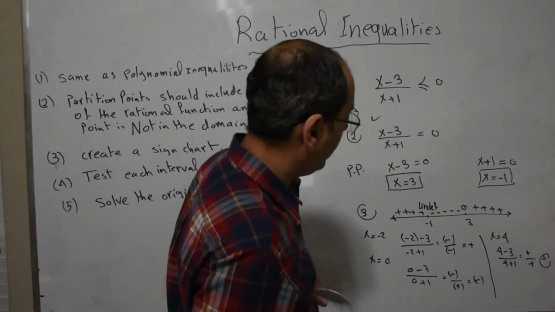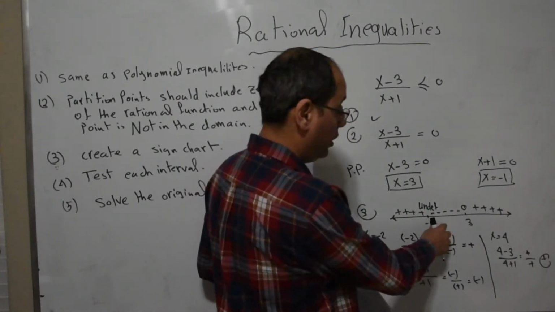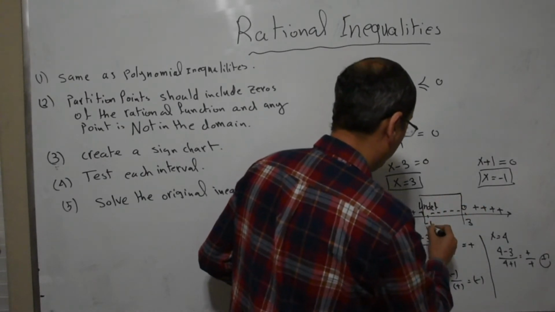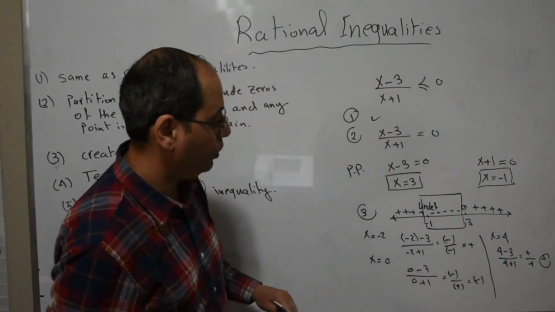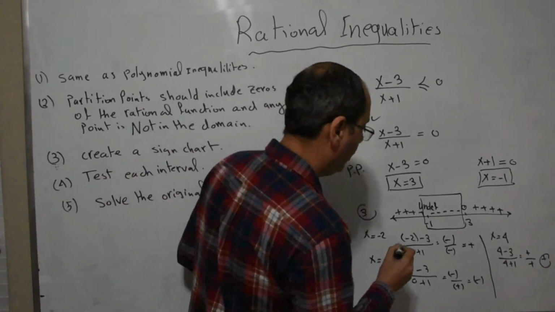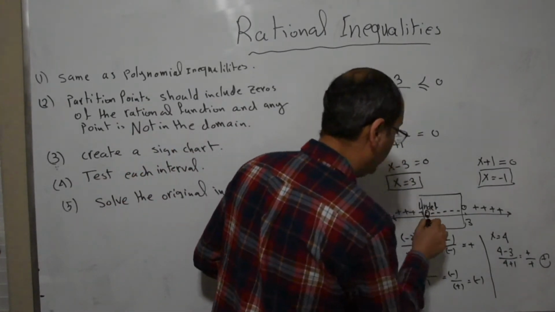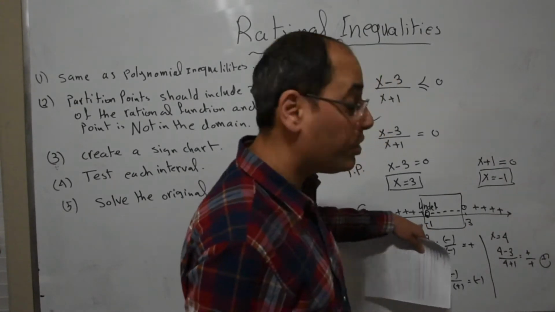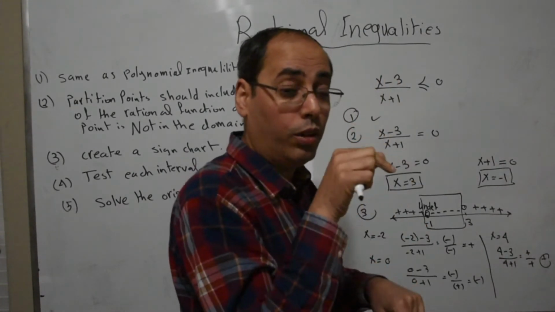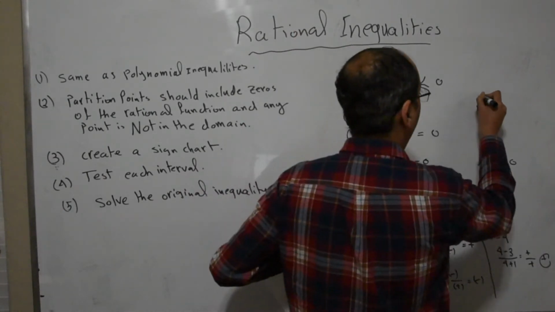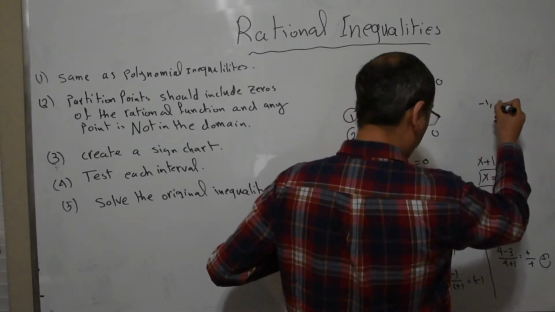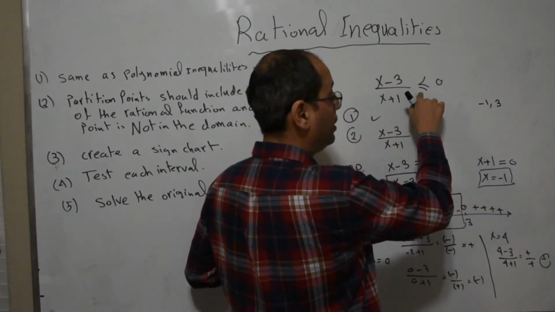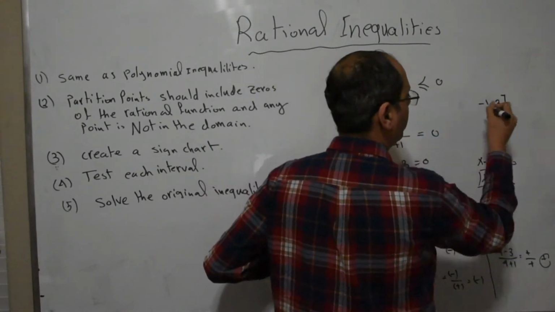So where is the interval negative? Here it is. So this is the desired interval. But be careful here. 1 is not included, -1 is not included, because -1 has a hole, the inequality has a hole. So I make it -1 and 3, there is a 0 at 3, and since it's less than or equal, I'm going to make this bracket.